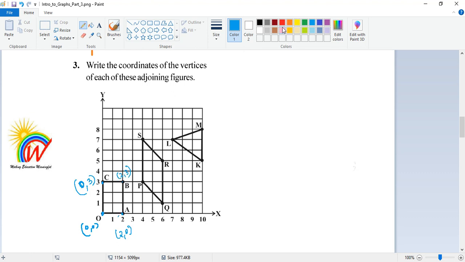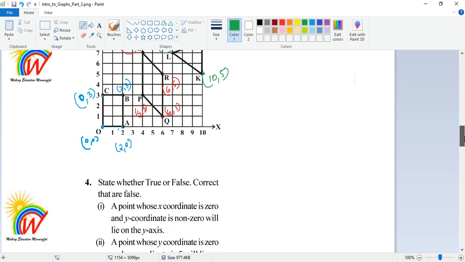Now let us look at the next one. For the P it is 4 comma 3. This is going to be 6 comma 1. This is 6 comma 5, and this particular point is 4 comma 7. Now come to the next one. This is 10 comma 5. This is 10 comma 8, and this particular point is 7 comma 7. So you just have to draw this in a graph notebook and then write the coordinates.